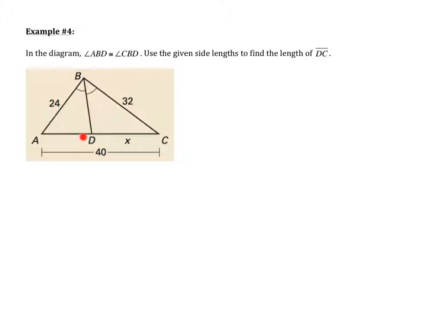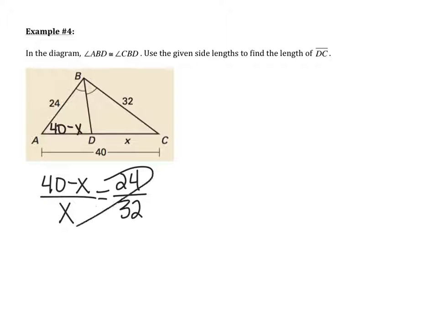However, we don't know the length from A to D, but we do know the length from A to C is 40. So I can state that this length is 40 minus x, since we know that this side is just x. So again, we know that this is 40 minus x. So to set up my proportion, I would take 40 minus x over that other length of x and set it equal to 24 over 32.